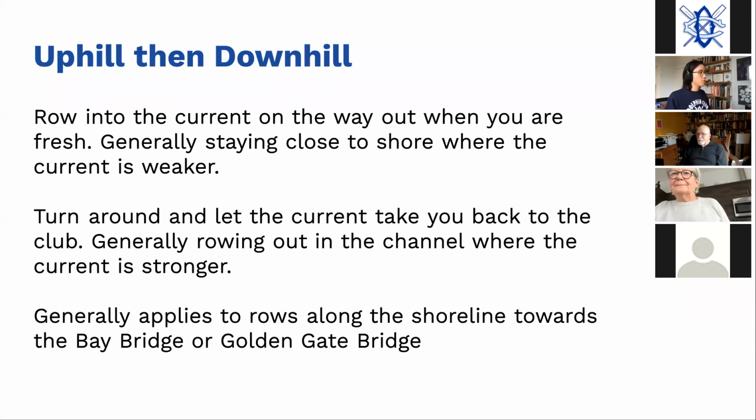The general rule of thumb that we like to use when we plan our rows is to go uphill and then downhill. You want to row into the current on your way out when you're fresh. And then when you've gone as far as you think you want to go, turn around, catch the current to have it bring you back to the club. And this generally applies to rows along the shoreline and either towards one of the bridges, the Bay Bridge or the Golden Gate Bridge.